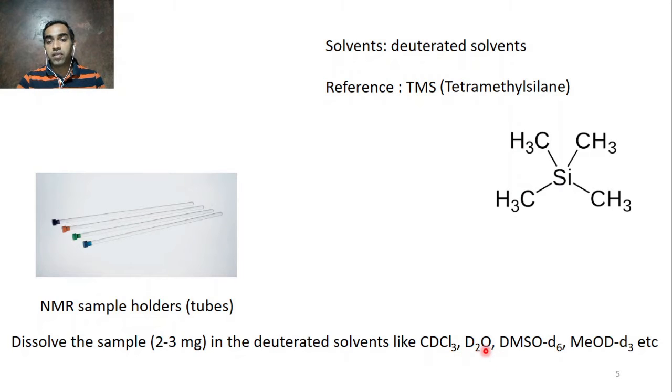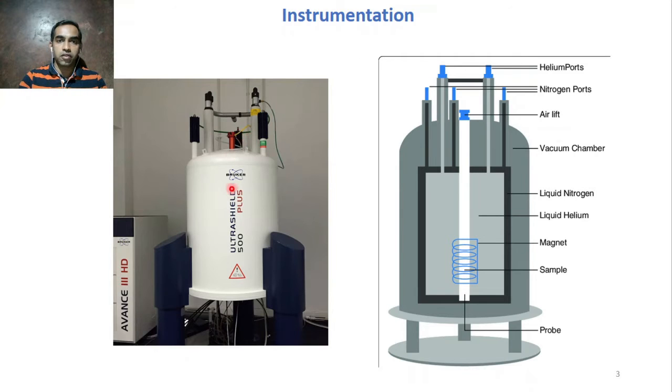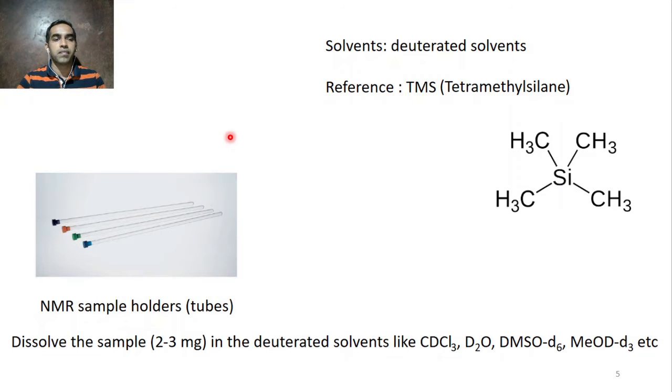You can ask whether deuterium is inactive in NMR. No, deuterium is active, but it doesn't come at the proton place, and the splitting pattern is totally different. That's why. So you fill the tube up to 3/4 with the sample dissolved in some suitable deuterated solvent, put it in one of the tubes and place the tube here. That's all you have to do, and the rest the instrument will do.